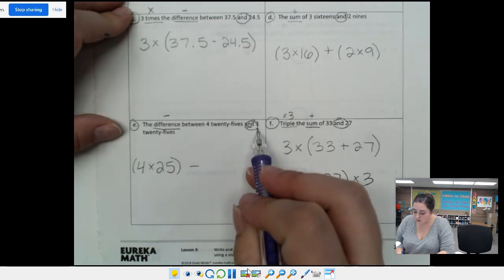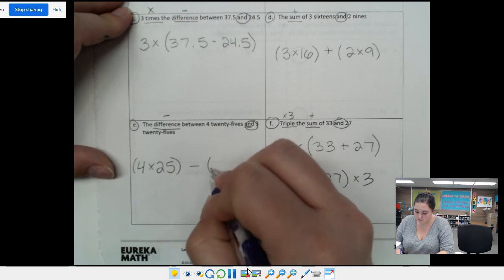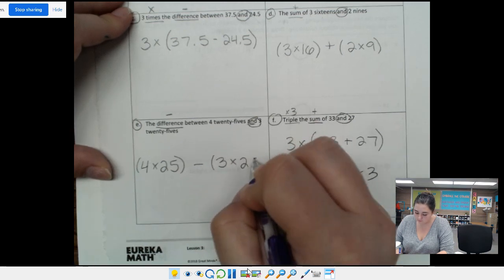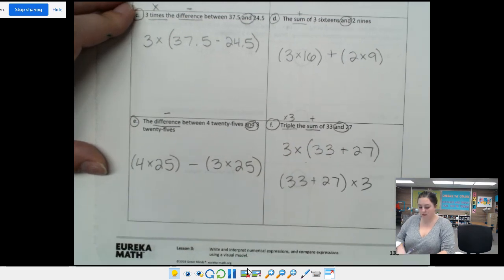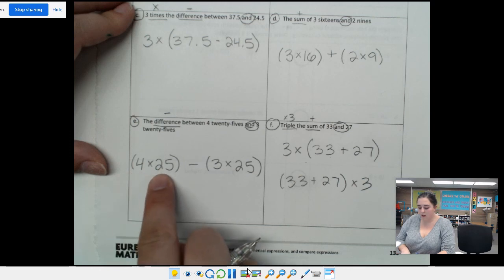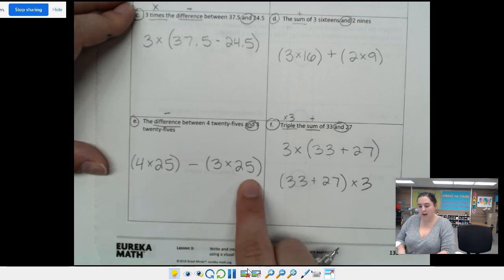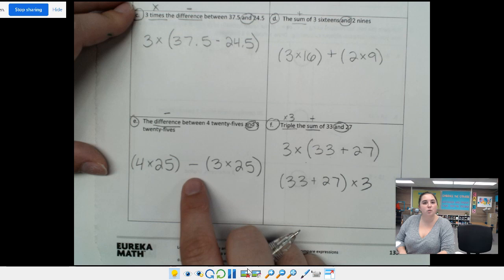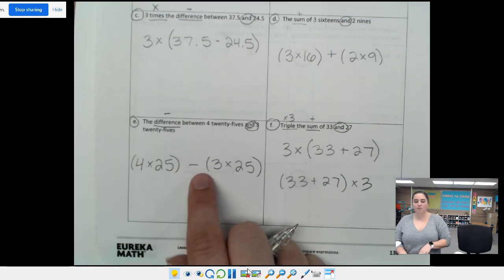And 3/25. There we go. 4/25, 3/25. We're finding the difference between them. Difference means subtraction. How'd you do?